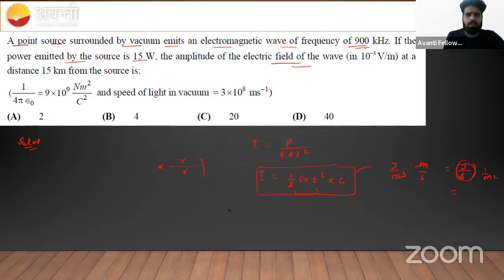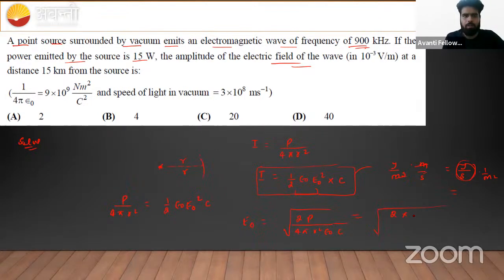One thing we also see here is that this is the magnitude of the electric field. So in place of I, put the value P upon 4 pi r square, which equals half epsilon E naught square, where E naught is the amplitude of the electric field, into C. So what is the value of the electric field here? We can say this value will become the square root of 2P divided by 4 pi r square epsilon C. If we put all the values here, we will get the answer.